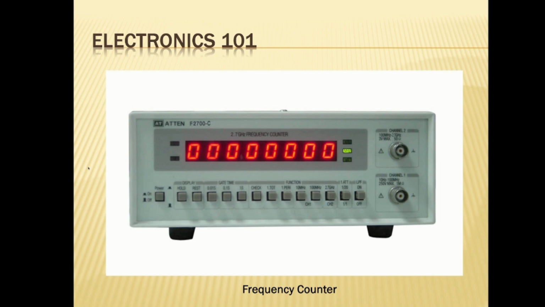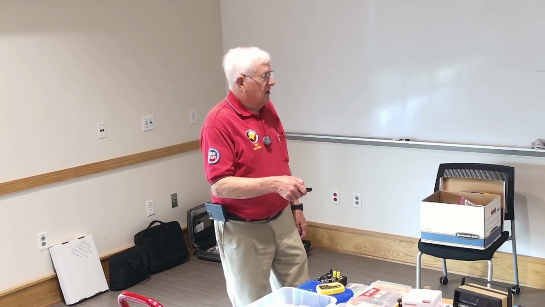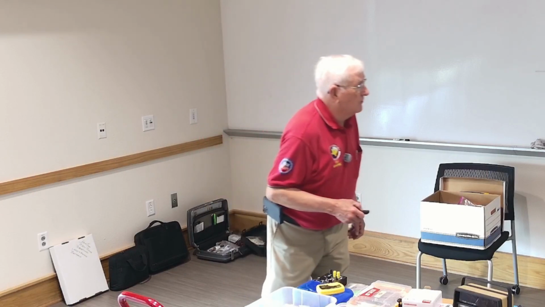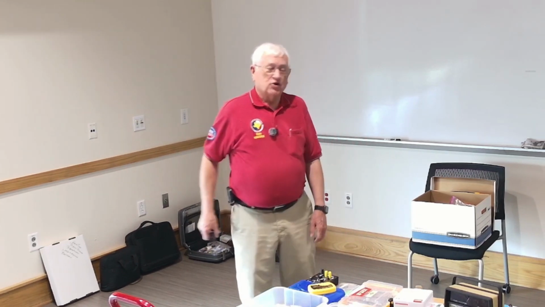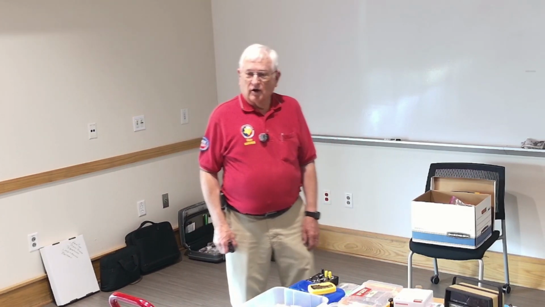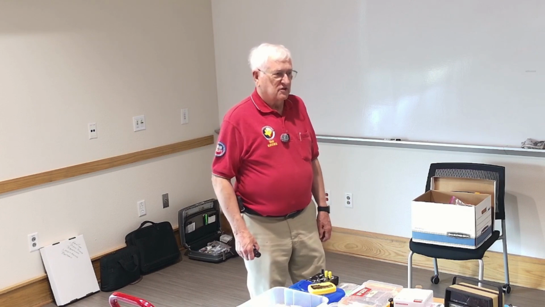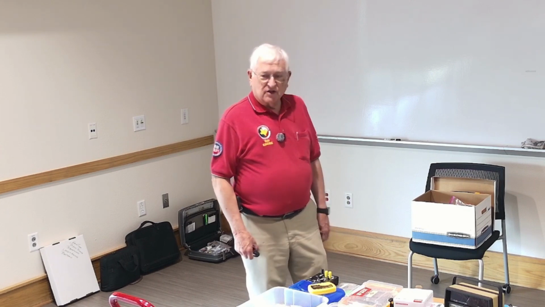But at any rate, this particular one in the picture there is a 2.7 gigahertz frequency counter, which means you can put a signal into its input, whichever one is the input from here, channel one, and measure up to 2.7 gigahertz, which is a pretty fast signal. And it'll just basically give you a readout and tell you what it is.